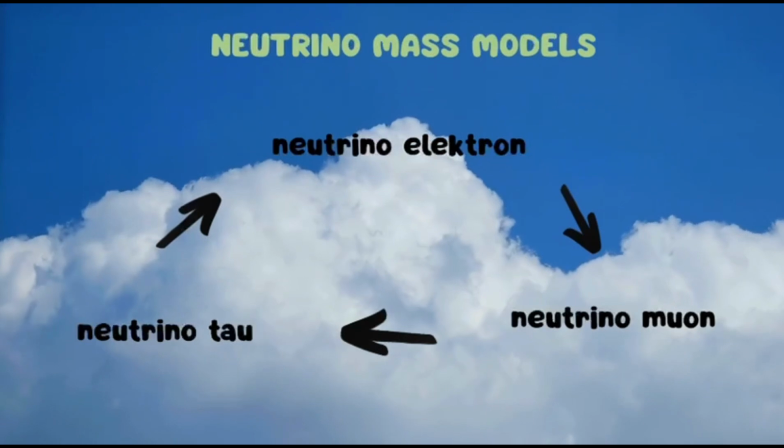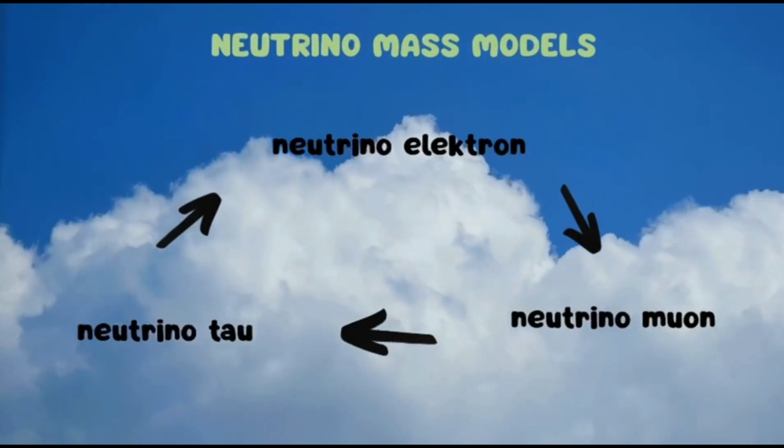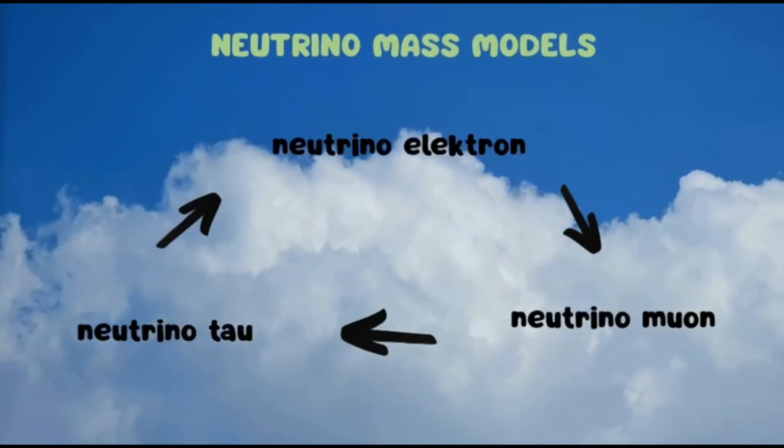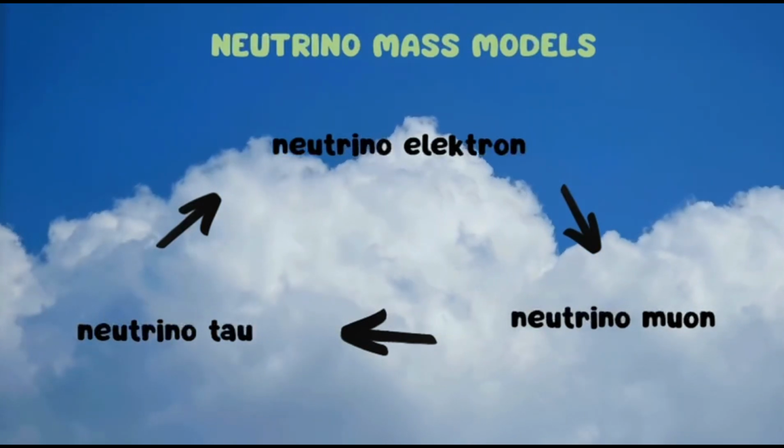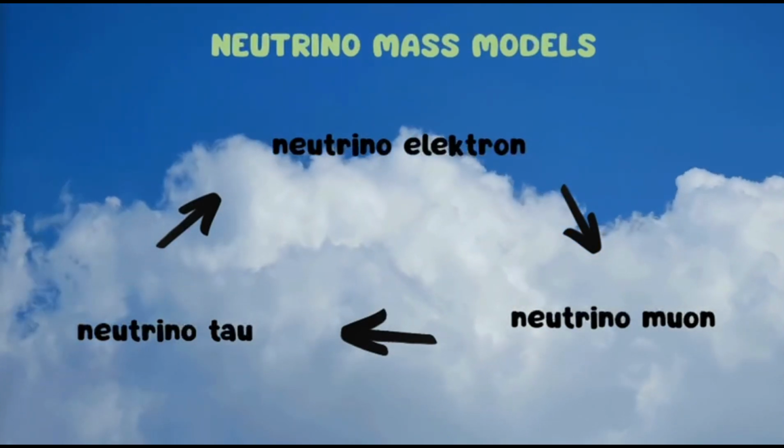Traces of this unified era may still appear in rare phenomena, such as proton decay, and in the ability of neutrinos to change flavor, oscillating from ν_e to ν_μ, as their quantum energy states evolve.